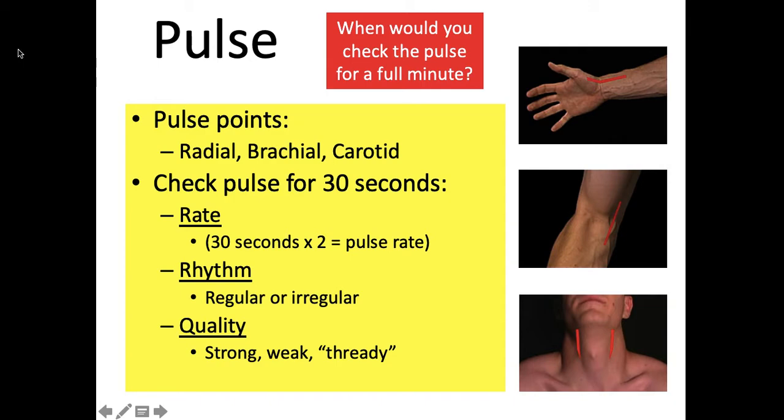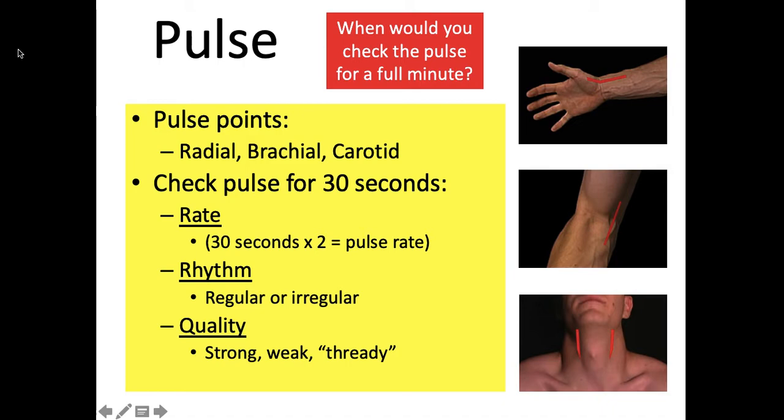Now, in the field, you're going to see other things happening. A lot of EMTs go 6 seconds and multiply times 10, or they go 10 seconds and multiply times 6. But anyone out there who has ever done any kind of statistical analysis or any type of sampling will know the bigger the sample, the more accurate it's going to wind up being.